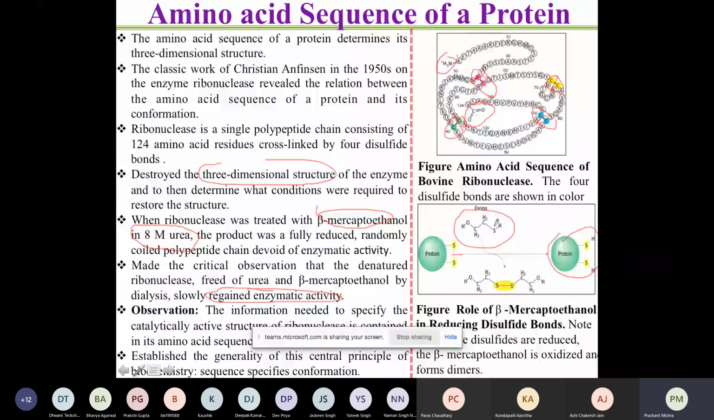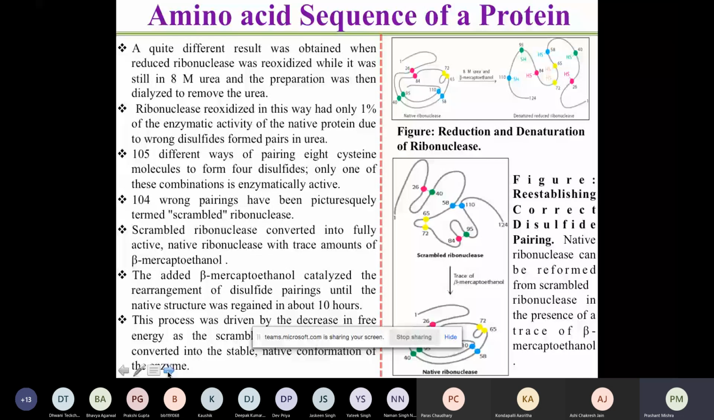Now he removed the beta-mercaptoethanol, and he removed the urea, which was denaturing. Then what he observed is that the catalytic activity was regained. So the general principle arrived at from the Anfinsen experiment on ribonuclease was that the information present in the sequence is what is important for giving a three-dimensional structure. Now let us move on to a similar experiment a little bit more.